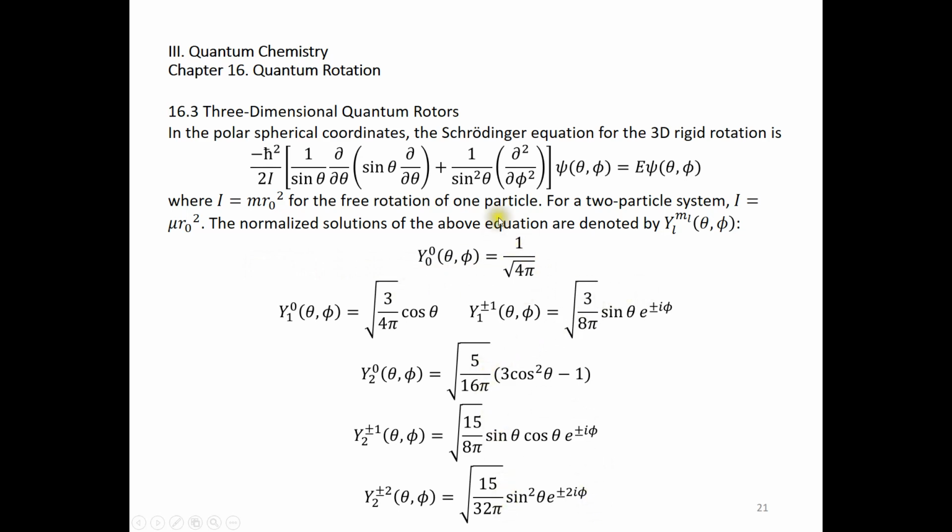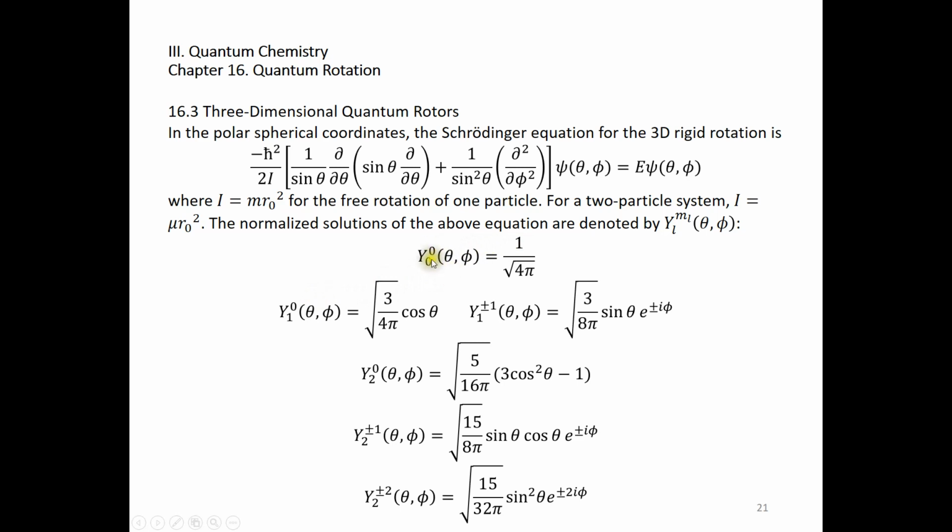Actually more than 6, because over here there are two solutions. Let's look at the first solution here. It's just a constant, but why is it 1 over the square root of 4 pi? Well, it's just because we want to have a normalized solution. So this is actually normalized. If you integrate this with respect to sine theta, d theta, d phi, you're going to get 1.